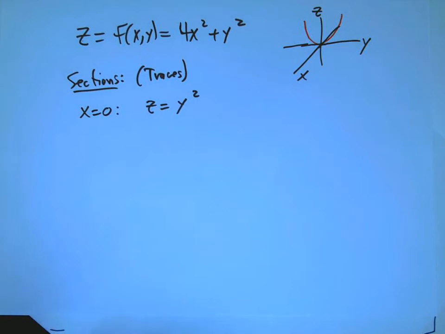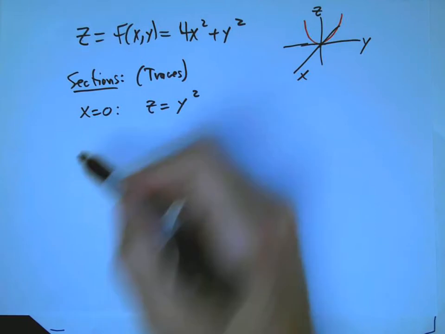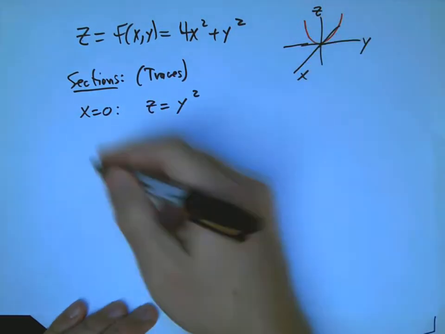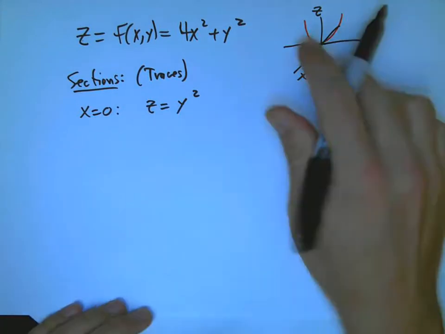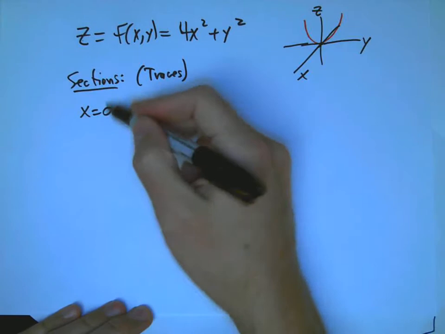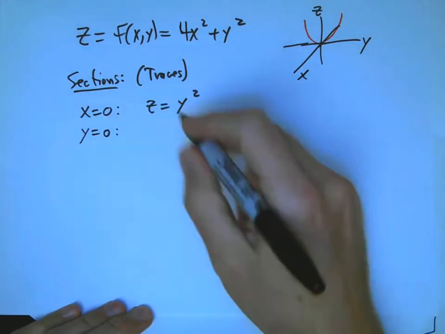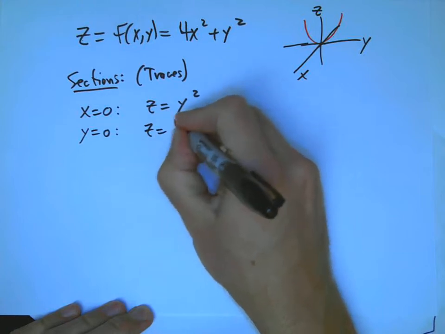We could go ahead and do x equals 1, x equals minus 1, x equals 2, x equals minus 2, but we saw in class how those get stacked up and make kind of a mess. You want to concentrate more on looking in different directions first, and then only if it's necessary, go back and repeat sections in the same direction. So let's look at y equals 0. That's going to be z equals 4x squared.